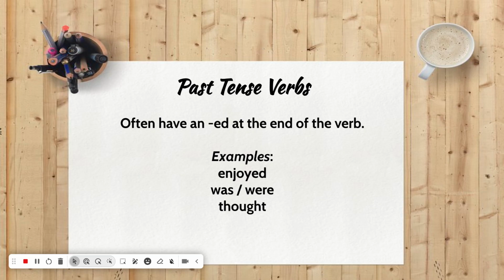Underneath, write, they often have an ed at the end of the verb, and you can write some of these examples down. Enjoyed. So whether it's singular, she enjoyed, or plural, they enjoyed, the verb doesn't change much in the past tense. She thought, they thought. The only time it does is when we have our helping verbs, was and were. They were, she was. But these are our past tense verbs. So go ahead and pause the video and write these down.